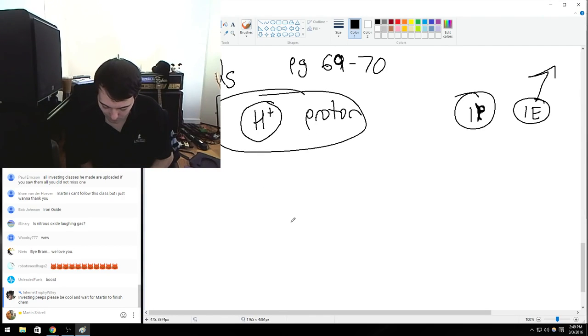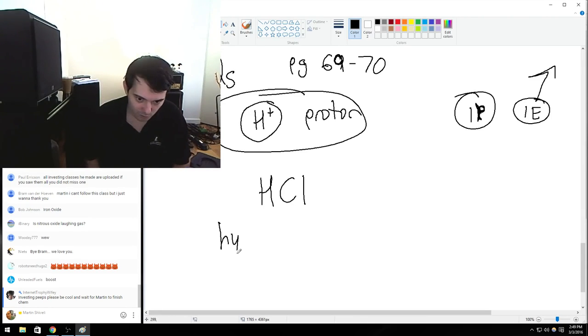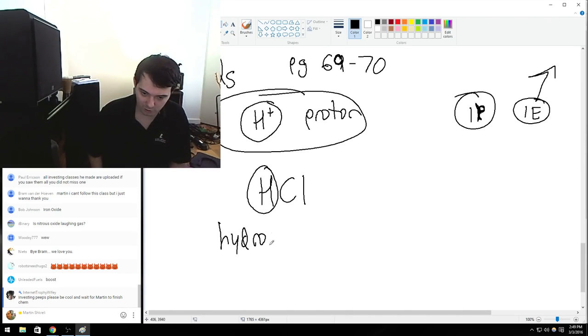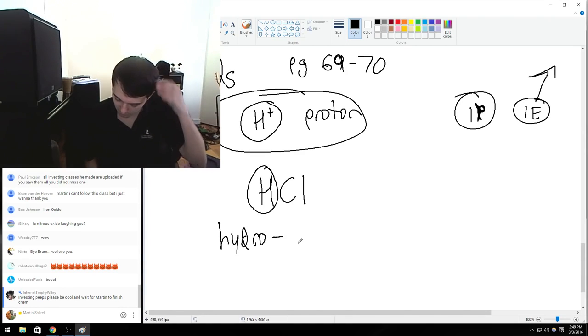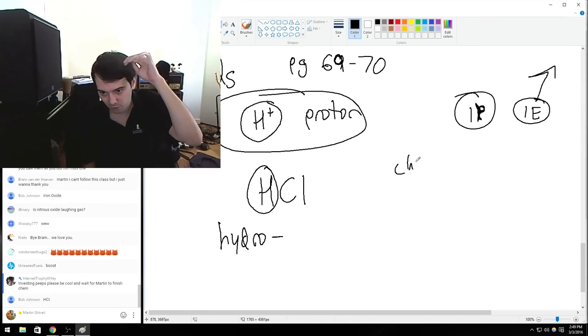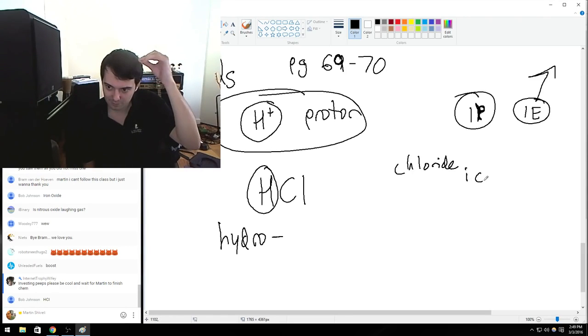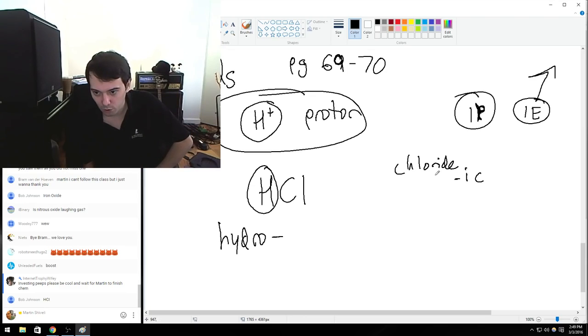Well, it's a little complicated. So if we have HCl, we're going to call this hydro. We're always going to take that H and we'll name it hydro with the prefix. And then if the name of the anion ends in -ide, like chloride, we're going to replace that with an -ic. Hydrochloric. So this is literally hydrochloric acid.